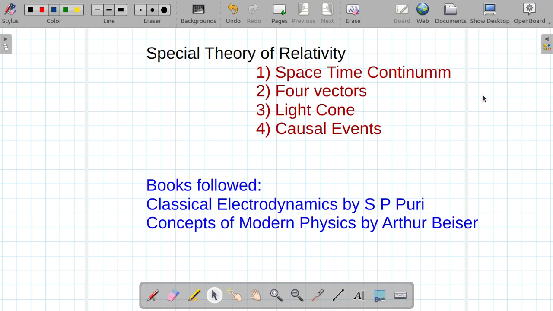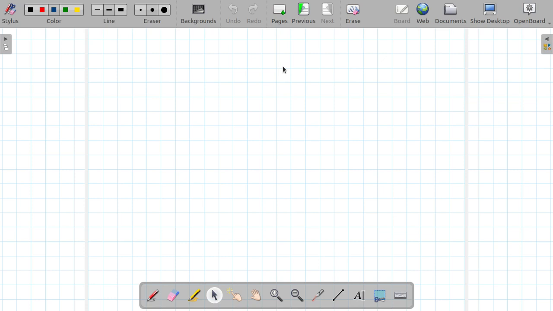in the earlier lecture, I talked about Lorentz transformations. Now, in this lecture, I am going to talk about the special theory of relativity. And the idea was given by Einstein.